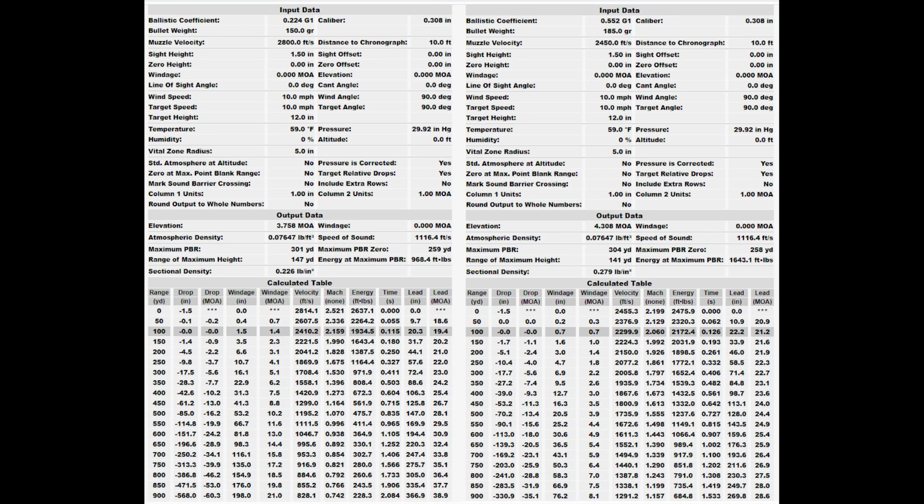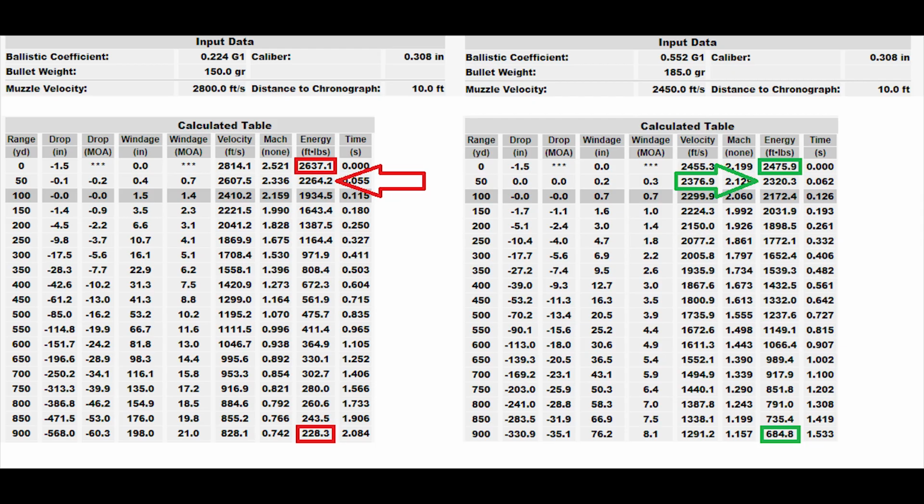Right now we're looking at the 30-06 on the left and the 308 on the right. Let's look at terminal energy. At the muzzle, the 30-06 clearly has a lead, but by only 50 yards, the higher BC of the projectile we're using in the 308 actually takes over. And the gap keeps opening up all the way out to 900 yards, where the .552 round has about 3 times the energy of the .224 BC round.